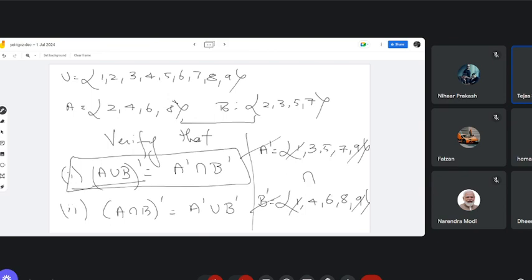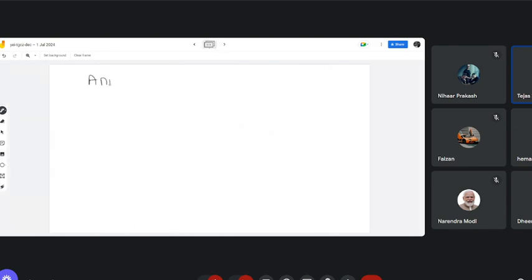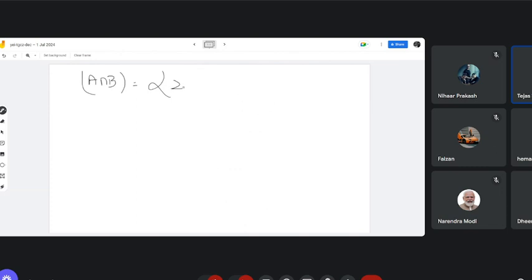Done? I'll solve the second one. Write the question first. A intersection B whole complement. Cool. First, I'll find A intersection B. Whatever is common between A and B. 2 is common. Only 2 is common.